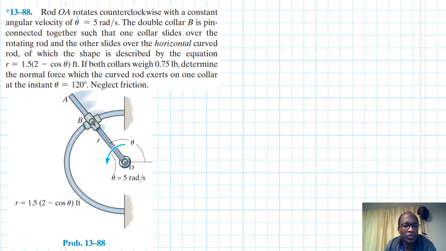If both collars weigh 0.75 pounds, determine the normal force which the curved rod exerts on one collar at the instant theta equal to 120 degrees. Neglect friction. This problem is coming from Engineering Mechanics: Dynamics, 14th edition by R.C. Hibbeler.